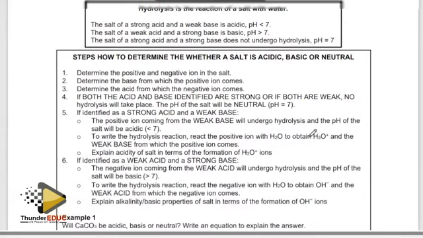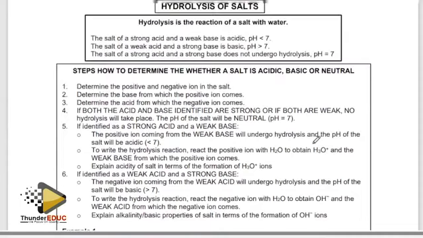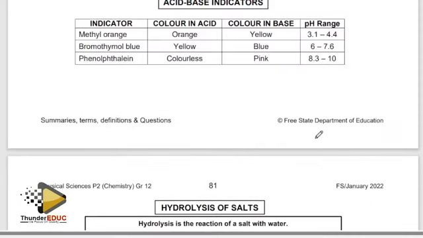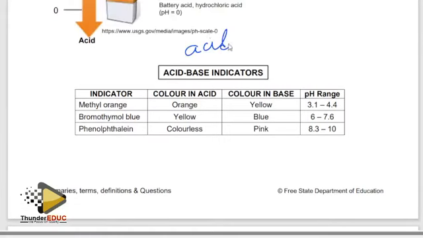Then hydrolysis, when you talk about pH, what is a strong acid, and what is a weak acid? A strong acid is an acid which can ionize completely when dissolved in water, while a weak acid ionizes partially when dissolved in water. A strong base is one which dissociates completely when dissolved in water, and a weak base is one which dissociates partially when dissolved in water. Please don't go without knowing those things.